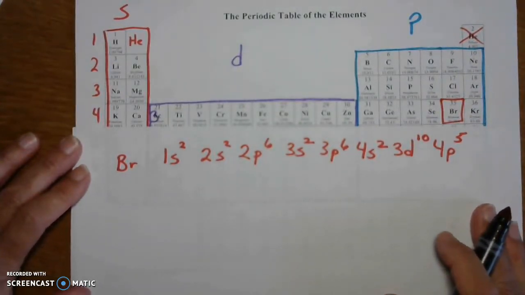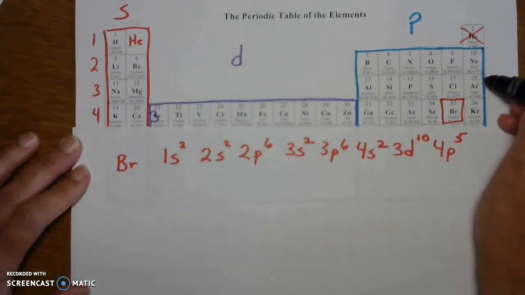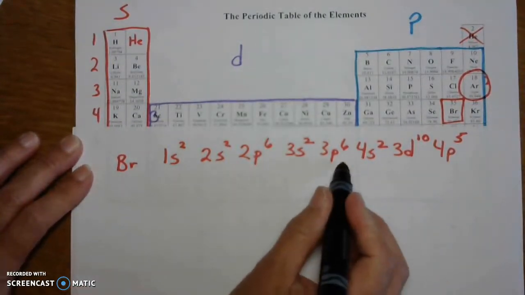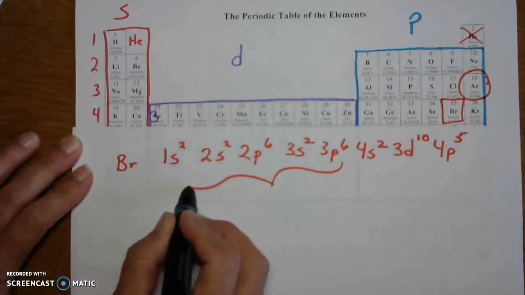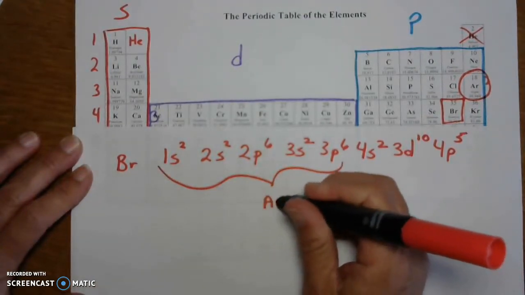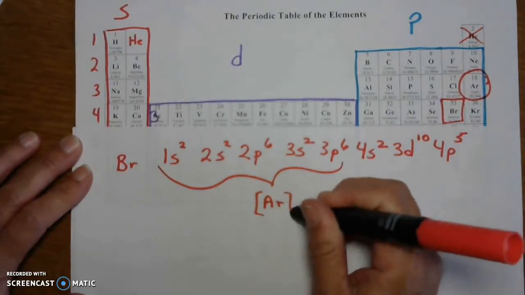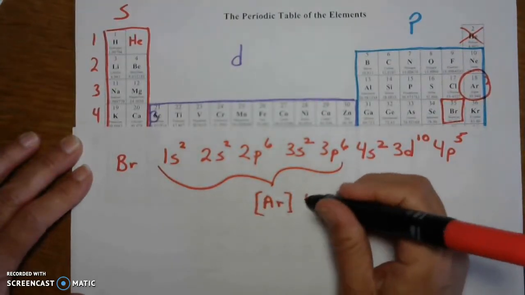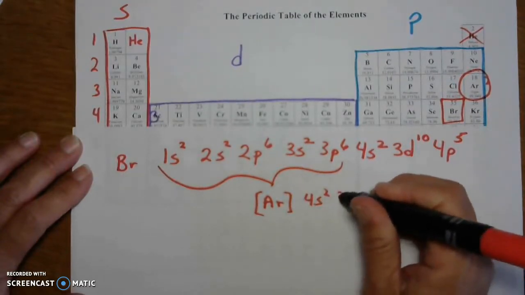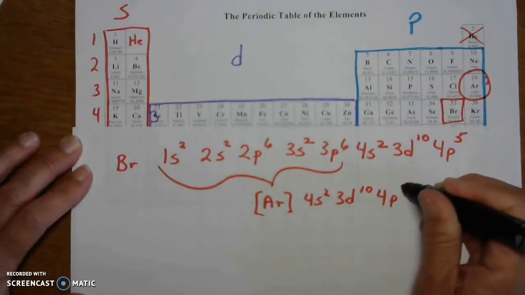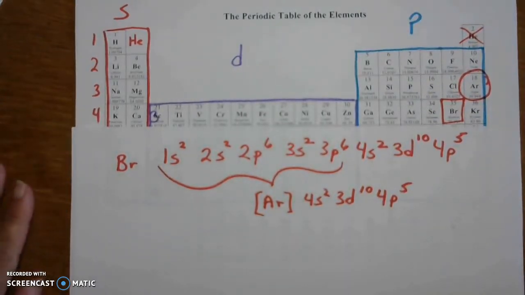Now, that's a lot to write out, and chemists are known to be lazy. So if we go back to argon, we can say that all of this is the same as argon. We'll write argon and put a little box around it, and then all we have to write is argon 4s2 3d10 4p5. Makes it a little easier, a little shorter.